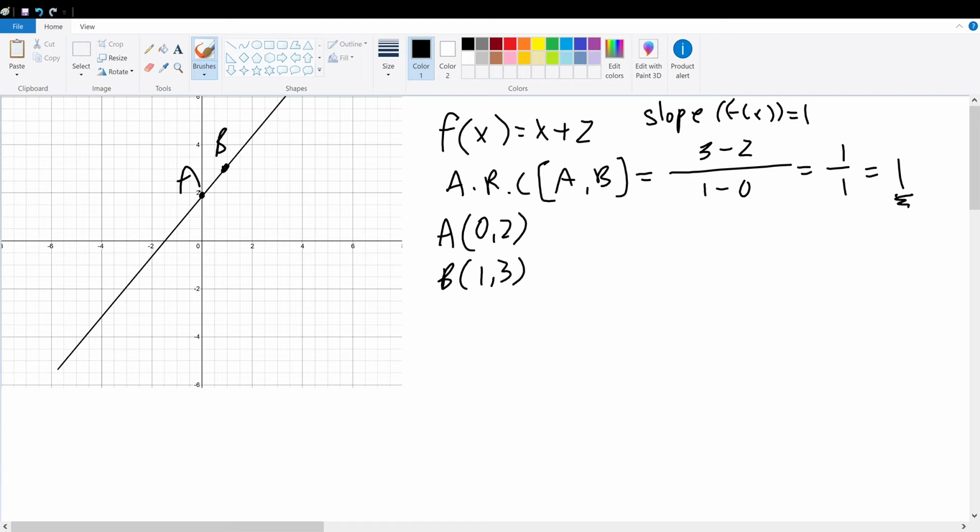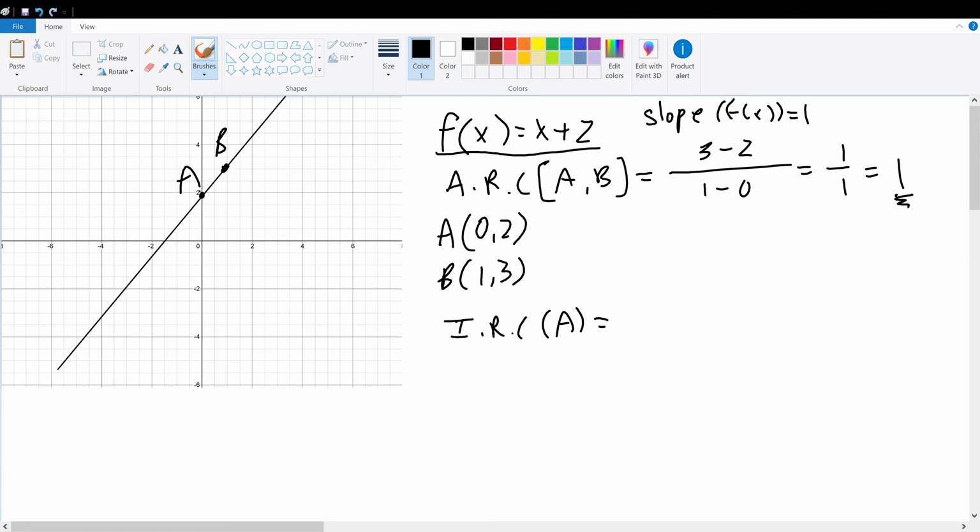The reason for this is because the points A and B both lie within the function of f of x. Those two are points of f of x after all. So the average rate of change for any given interval within the line will be equal to the slope of that line. But now let us try to find the instantaneous rate of change. The instantaneous rate of change for point A. How do we find the instantaneous rate of change for point A?